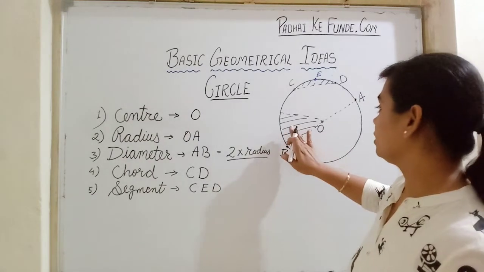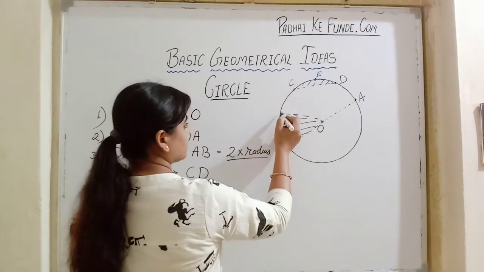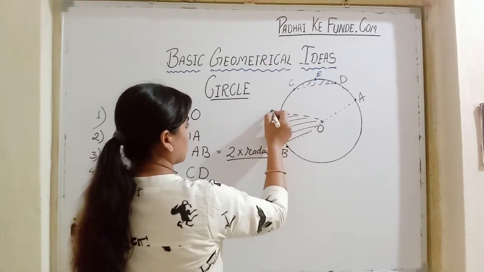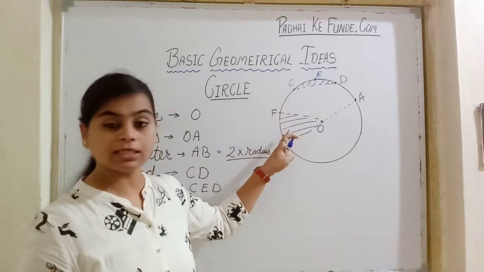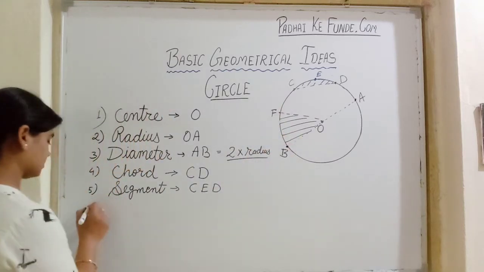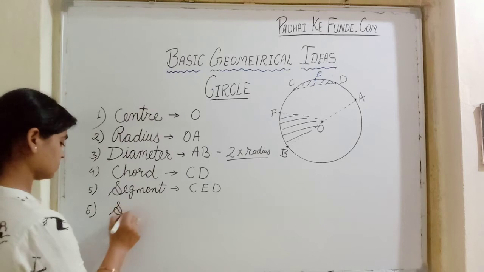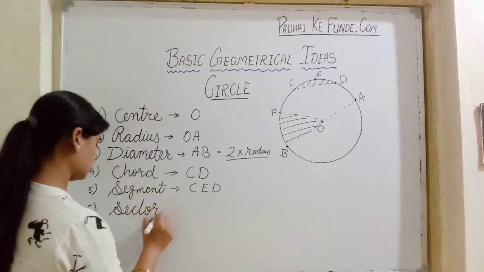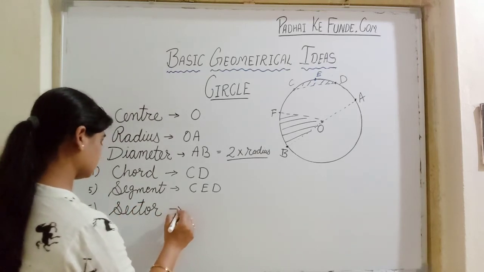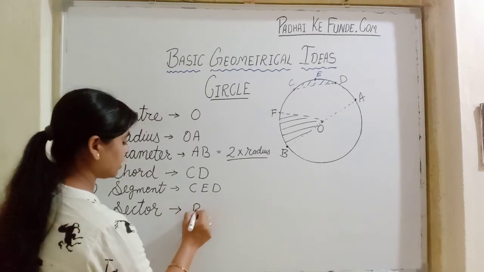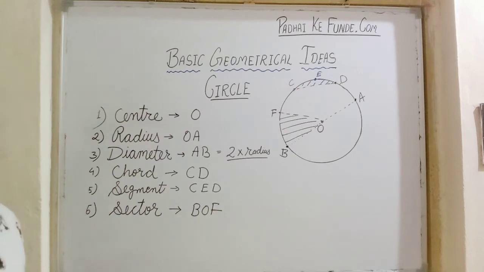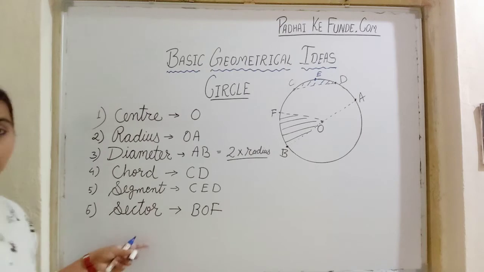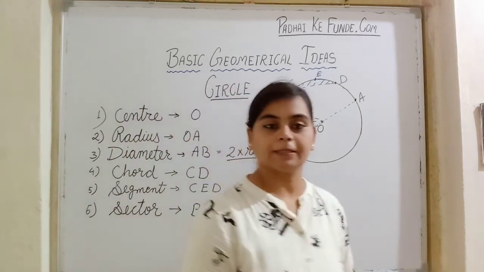Again, we will take a point here. I have taken F. So BOF is a sector here. Here we have BOF, that is the sector of a circle. So these are the parts of a circle.